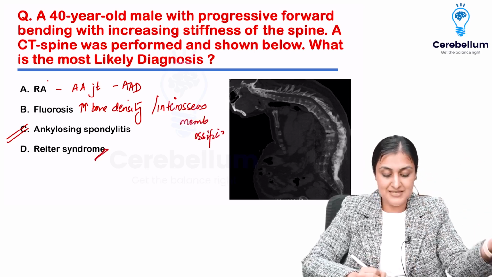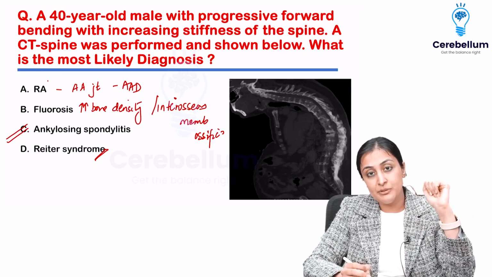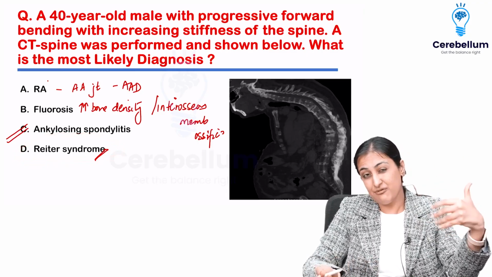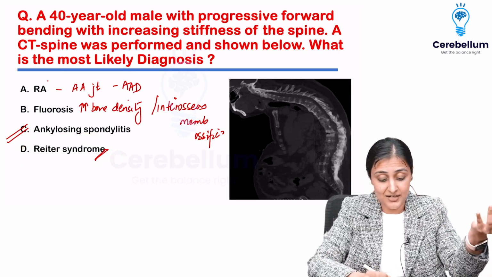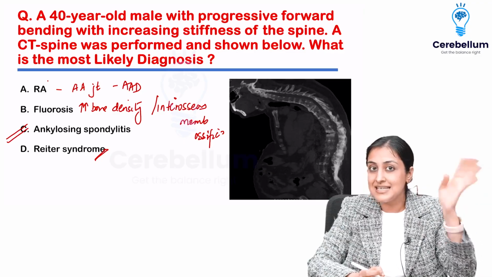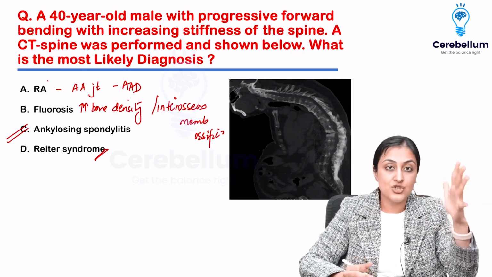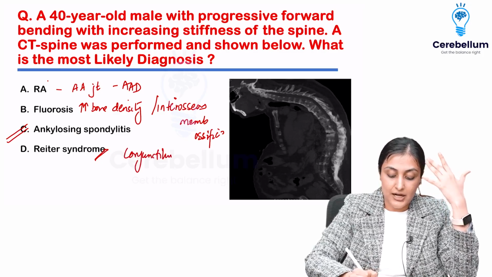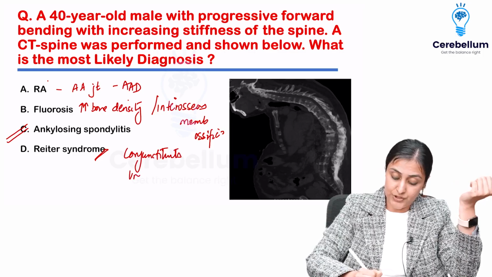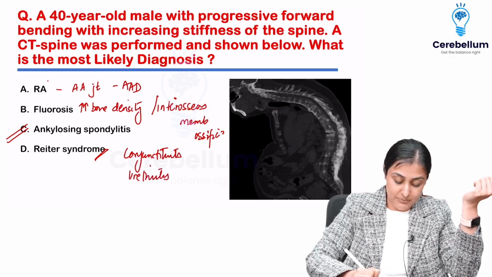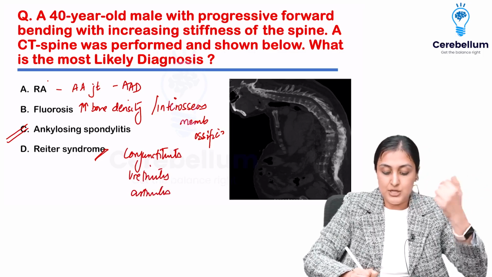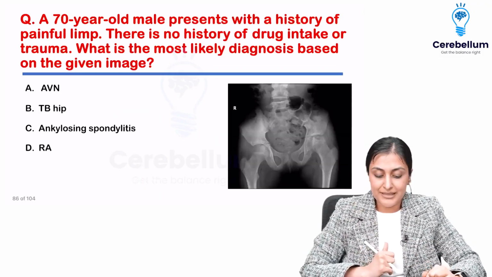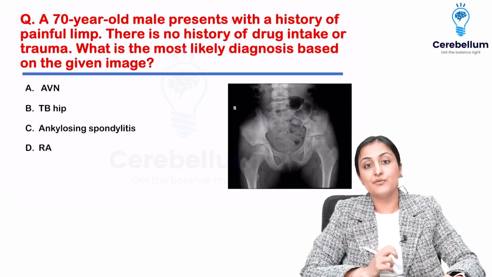Reiter syndrome is a seronegative spondyloarthropathy. Basically, it's just like ankylosing spondylitis, but it involves peripheral joints more. It's a triad. We've learned this. Can't see, can't pee, can't climb a tree. Can't see meaning conjunctivitis. Can't pee, urethritis. Can't climb a tree, arthritis. So this is the triad of Reiter syndrome.